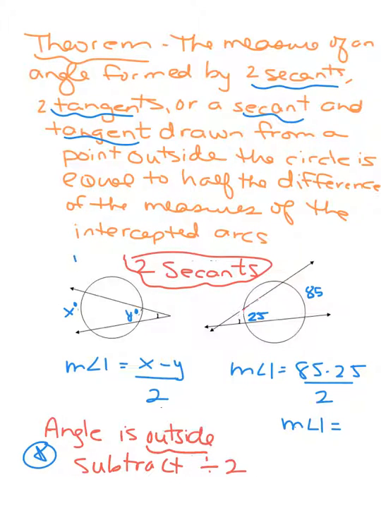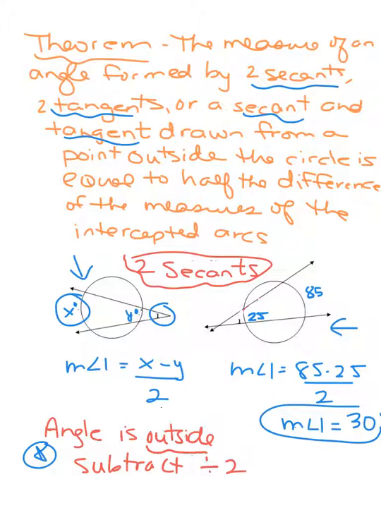In our example here, x is the farthest arc away from angle 1, so that's going to be our bigger arc. So we're going to take x, subtract y, and divide by 2. Our two intercepted arcs have a measurement of 85 and 25, so we'll subtract them. 85 minus 25 gives me 60, divide that by 2, and we know that the measure of angle 1 is 30 degrees. So again, if the angle is outside, we're going to subtract the intercepted arcs and divide by 2.